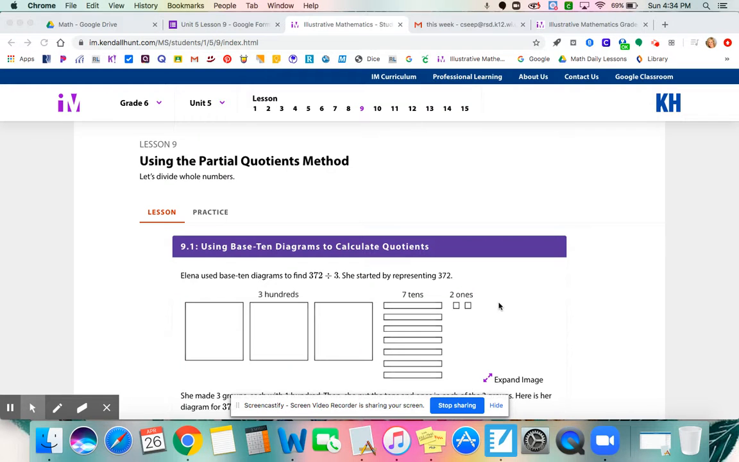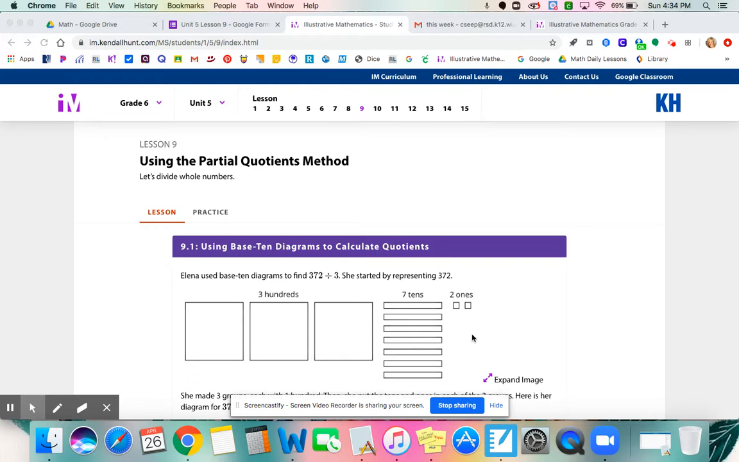All right, so the next lesson, which is Unit 5, Lesson 9, we are going to actually start working on division. And in this lesson, we're just going to focus on division visually, using our hundredths, tenths, and ones images again. And we're going to use whole numbers. We're not going to think about decimals at this point. And so our first problem is 372 divided by 3.